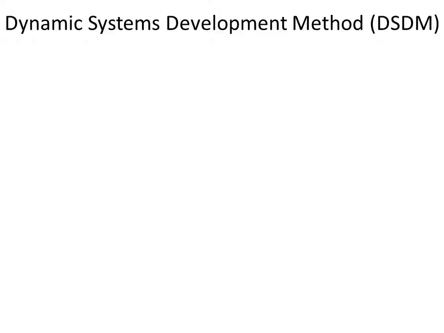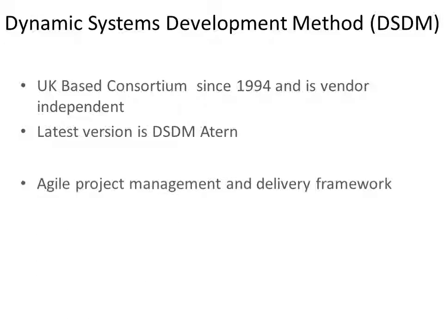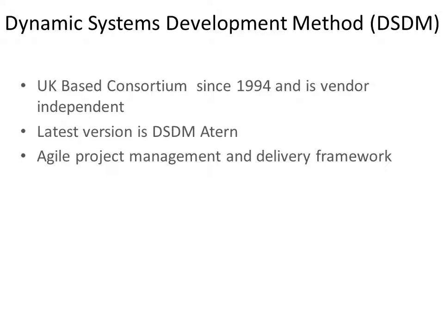The DSDM consortium is UK based. It's been going since 1994, and an important point here, it's vendor independent. The latest version is known as DSDM Atern, and it's known as an Agile Project Management and Delivery Framework. Even though it's considered a methodology, it's also considered a framework. But it does cover the entire life cycle of a project.